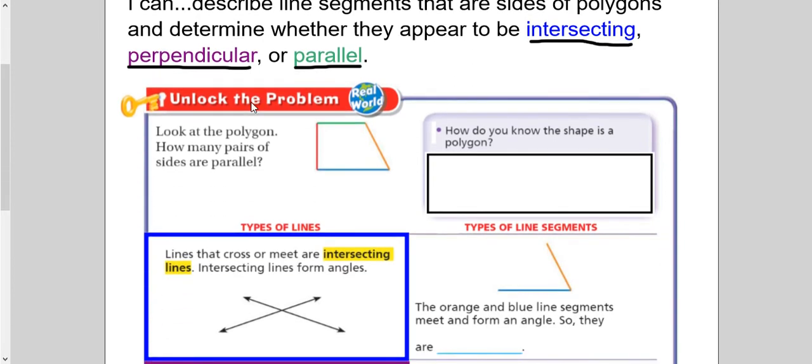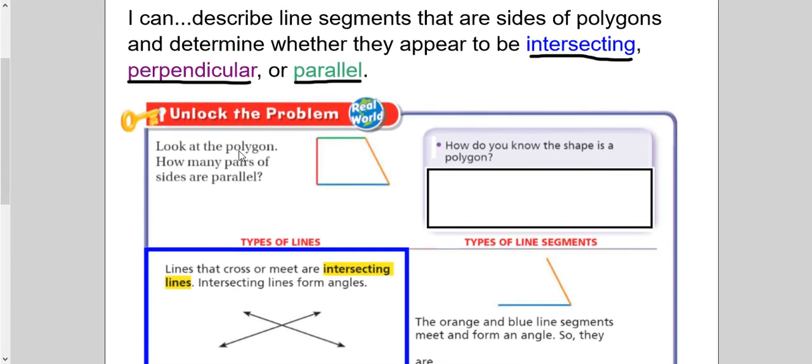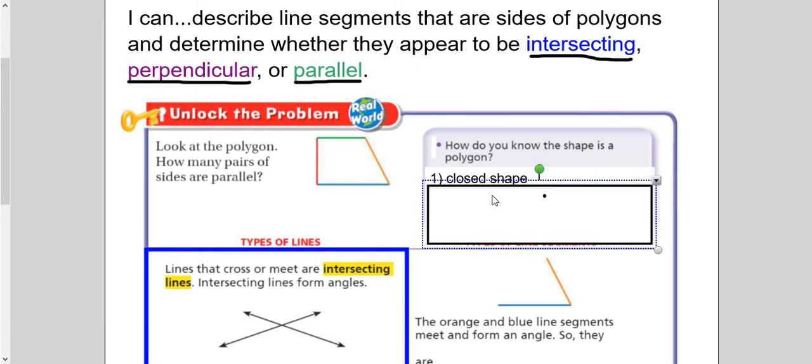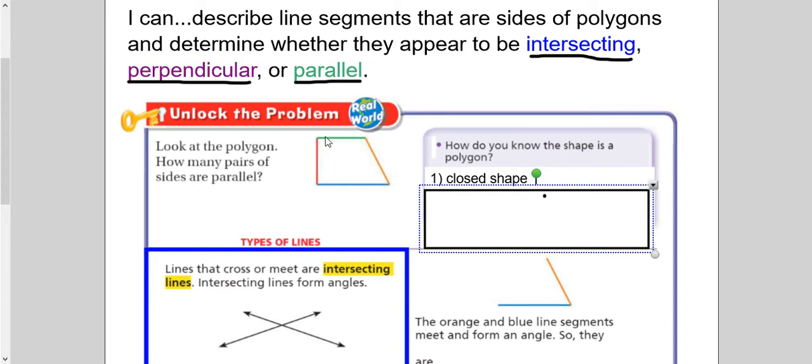So let's start right here. Look at the polygon. How many pairs of sides are parallel? We need to take, first of all, a look at how do we know this shape is a polygon? Well, the first thing that we need to do is know a couple of things here. First of all, it's a closed shape. All right, everything is closed in.